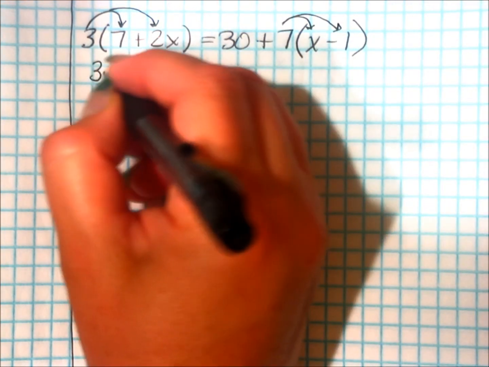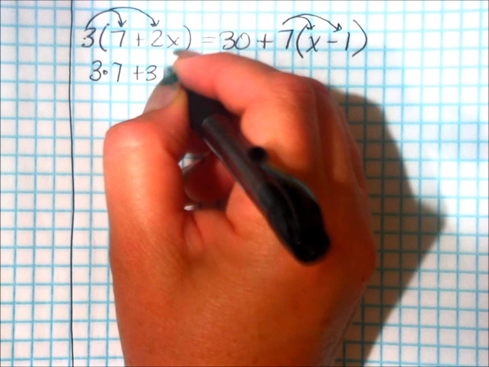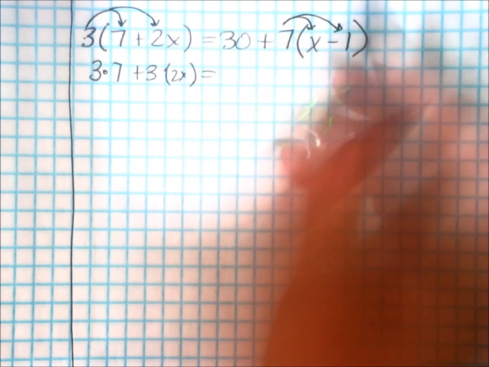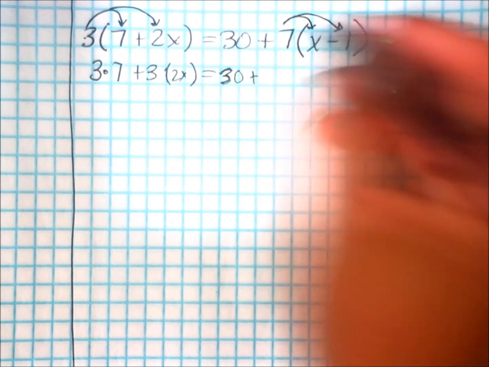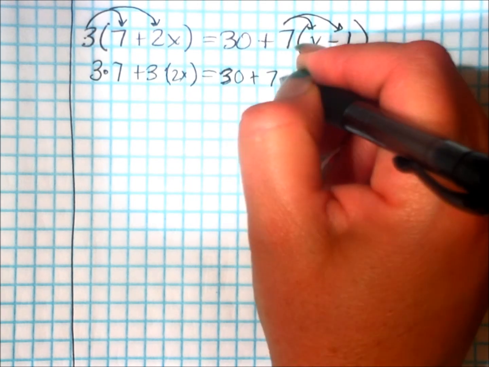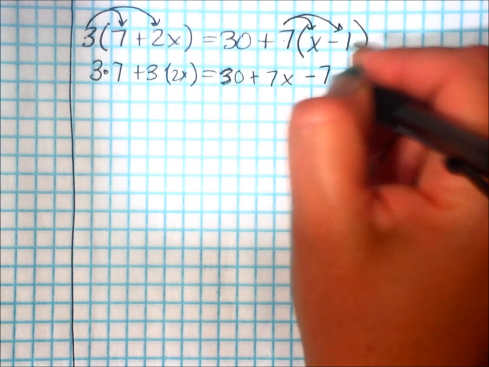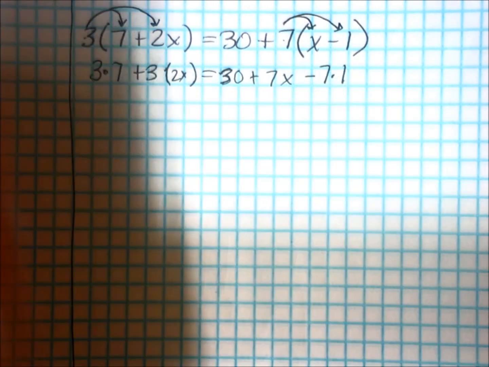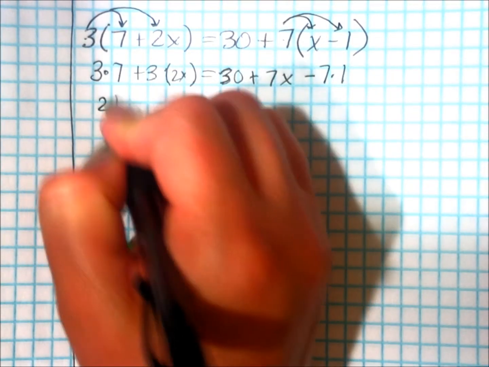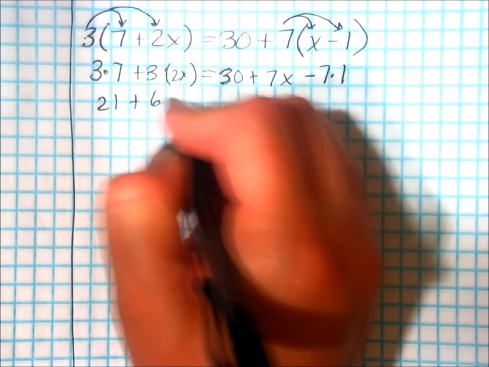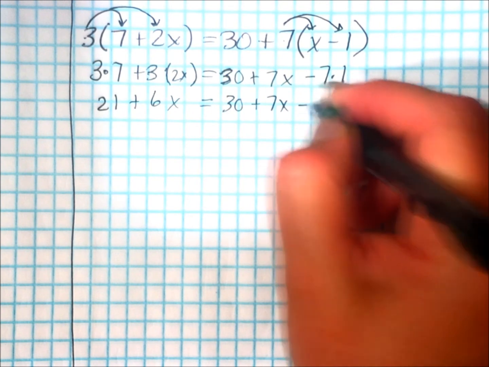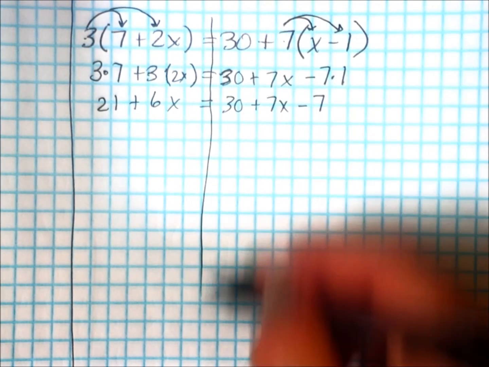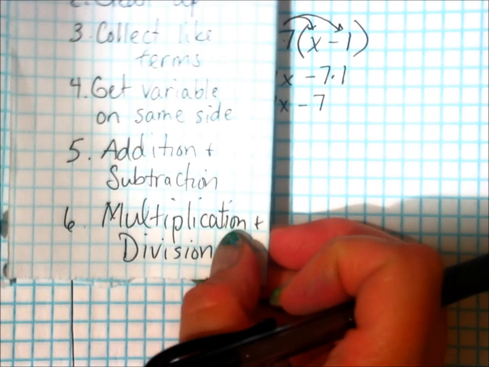And here I have 3 times 7 plus 3 times 2x. However you write your multiplication, you can do it with a dot or the parentheses. That's 30, almost like I made negative. Plus 7 times x minus 7 times 1. So here, my next step says clean it up. We got rid of the parentheses, now clean it up. 21 plus 3 times 2 is 6x equals 30 plus 7x minus 7. And I forgot to make my mirror. Make that back. Next step, collect like terms.